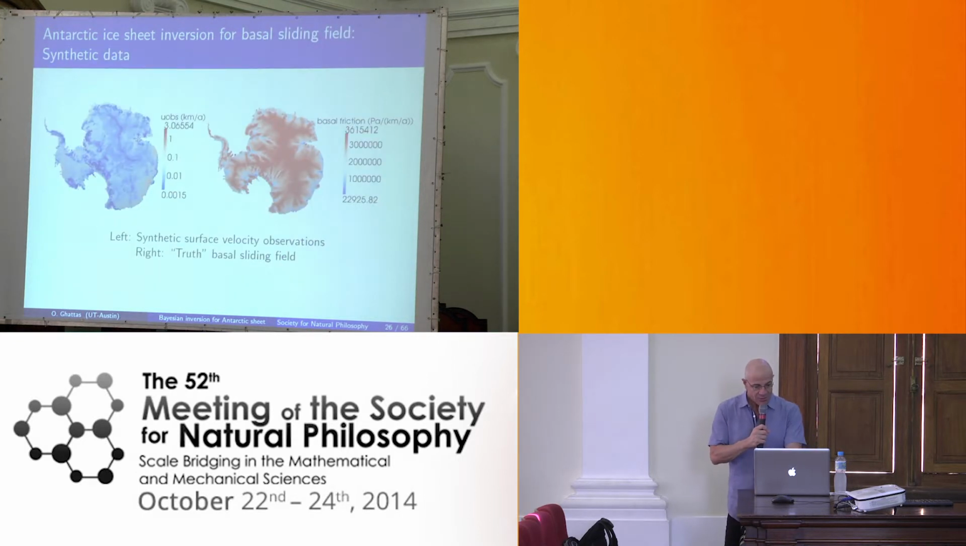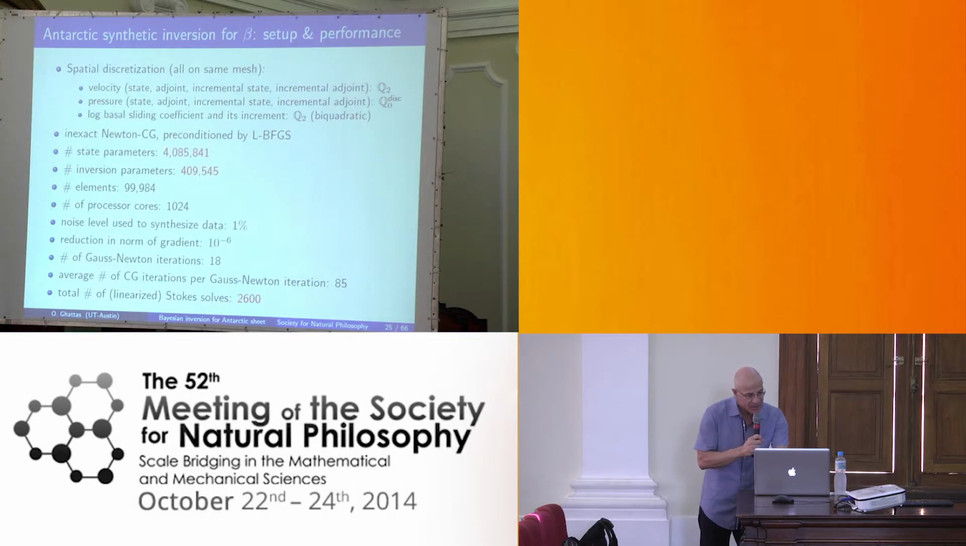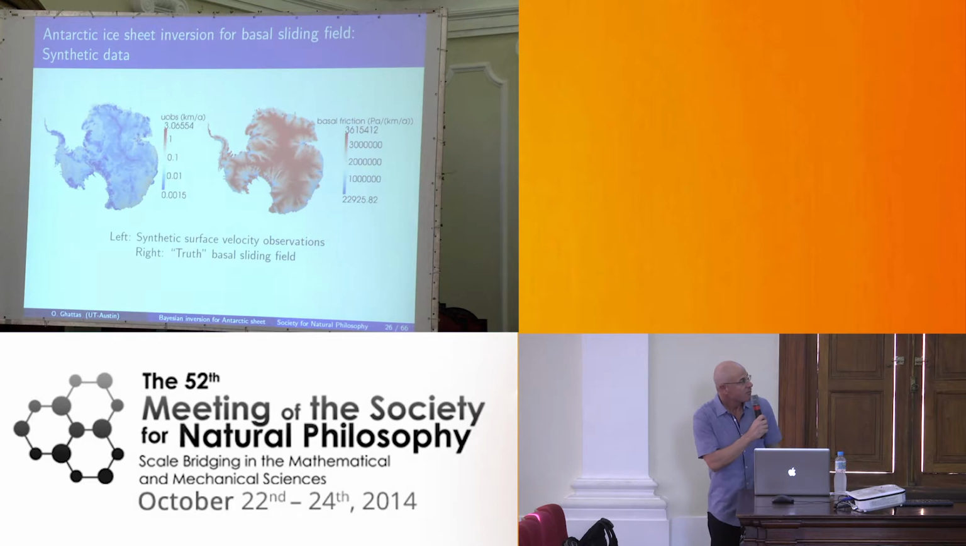Okay, so let's go to some synthetic inversions first. And these have 400,000 inversion parameters. So the base of the ice sheet is discretized, that the beta field is discretized with 400,000 parameters. Okay, this is synthetic, first of all. So what does synthetic mean?